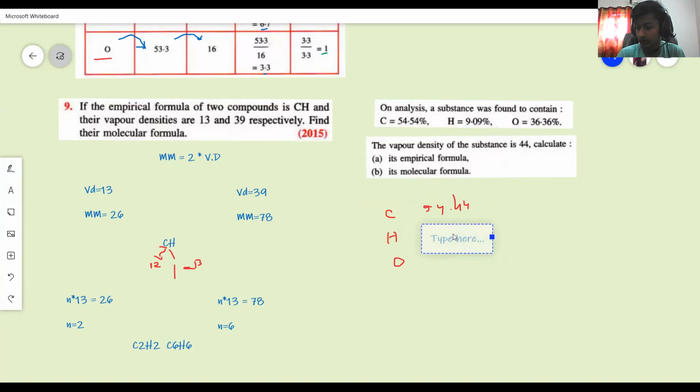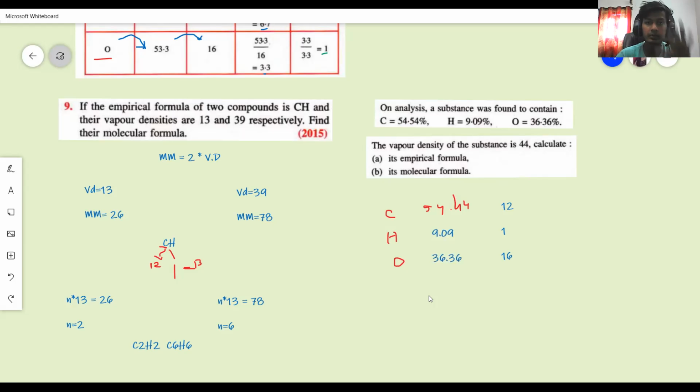Next, we have 9.09, and for oxygen we have 36.36, right? In the next step, we write the atomic mass of each element. The atomic mass of carbon is 12, for hydrogen it's 1, and for oxygen it's 16, right?